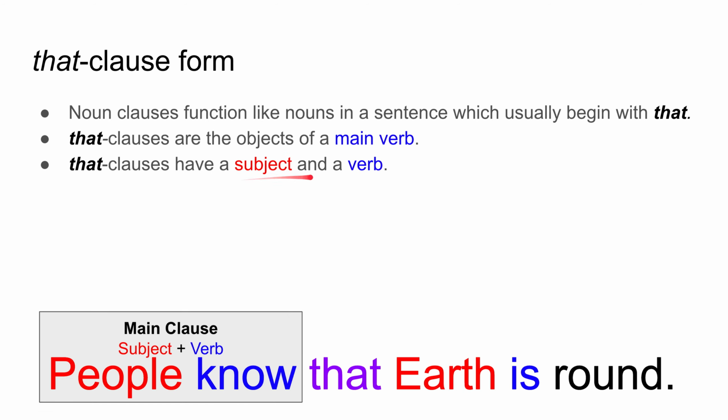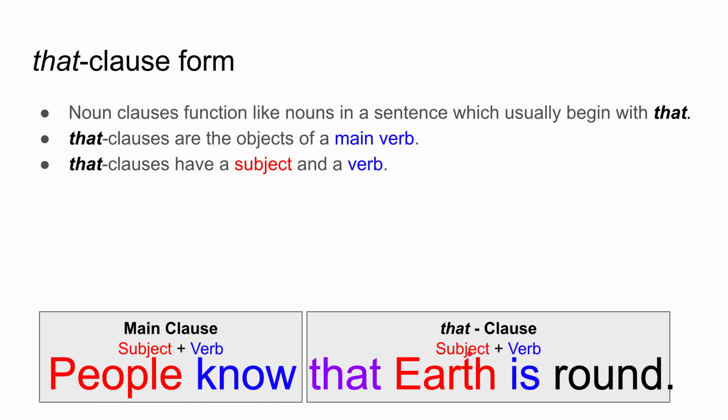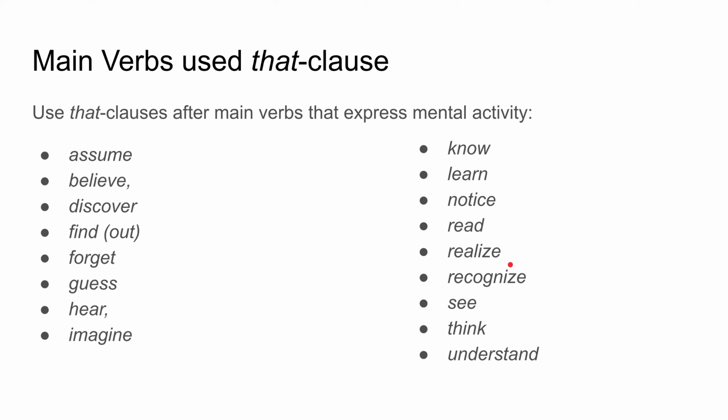Also, that clauses have a subject and a verb. Again, we talked about this already. A that clause has a subject and a predicate. Here's the subject, Earth. The verb is. Something else we must discuss is that that clauses usually come after main verbs, and these main verbs express mental activity. Some of these verbs are assume, believe, discover, find out, forget, guess, hear, imagine, know, learn, notice, read, realize, recognize, see, think, and understand.